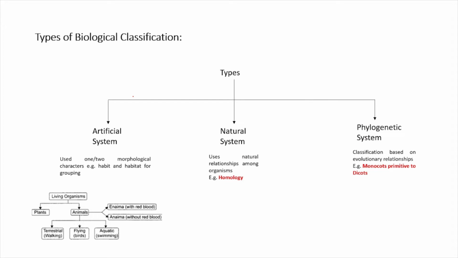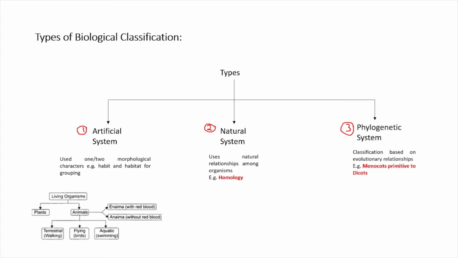There are mainly three types of biological classification that we have. Number one is the artificial system of classification. Number two is the natural system of classification. And number three is the phylogenetic system of classification. Now, what is the artificial system of classification?